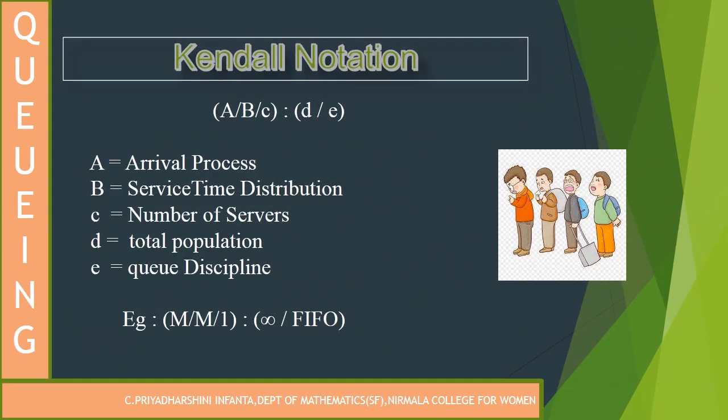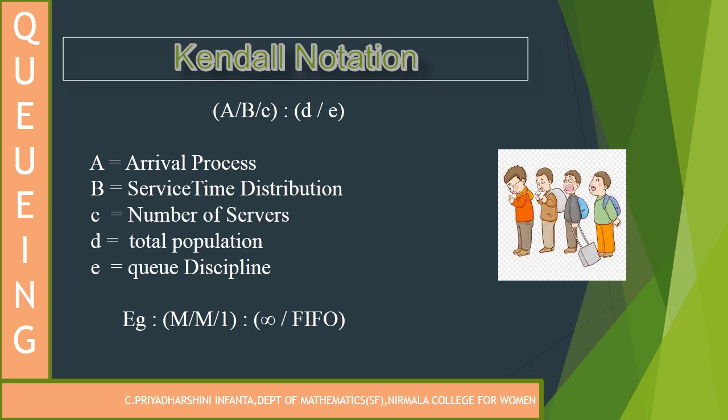The basic Kendall's notation. So putting all these concepts together, Kendall formed a notation wherein depending on this, the models have been derived. The model goes like A/B/C/D/E, where A is the arrival process, B is the service time distribution, C is the number of servers, D the total population, E is the queue discipline.